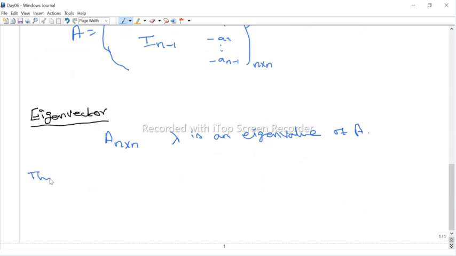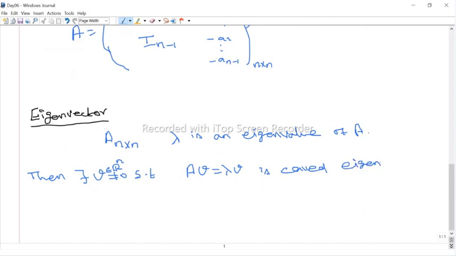Then there is a non-zero vector V such that it satisfies the equation A times V. V is a vector in Rn. There is a non-zero V in Rn such that AV equals lambda times V. Then this V is called an eigenvector of A corresponding to the eigenvalue lambda.